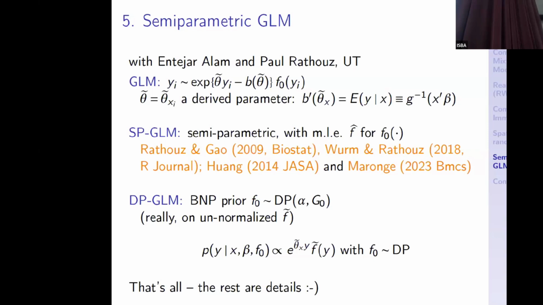So this is obviously screaming for a BNP version. What we simply do is put the Dirichlet process prior there. Actually, it's getting even easier than that. Since we anyway have the normalization constant in there, we don't even need a Dirichlet process prior. We actually use an unnormalized gamma process. That's actually all that's to be said about it.